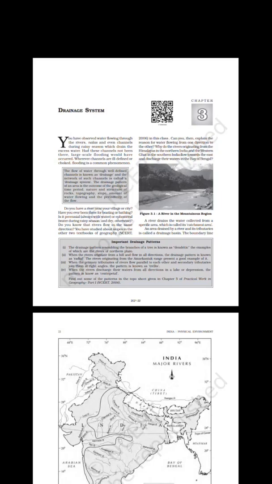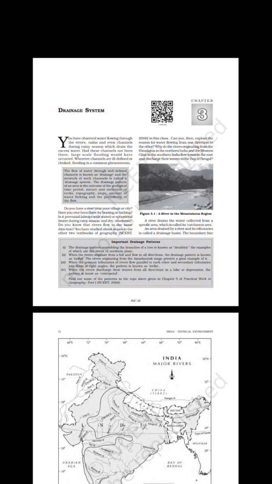India Physical Environment, Textbook in Geography for Class 11, Chapter 3, Drainage System, audiobook. You have observed water flowing through the rivers, nalas, and even channels during the rainy season which drain the excess water. Had these channels not been there, large scale flooding would have occurred. Wherever channels are ill defined or choked, flooding is a common phenomenon.